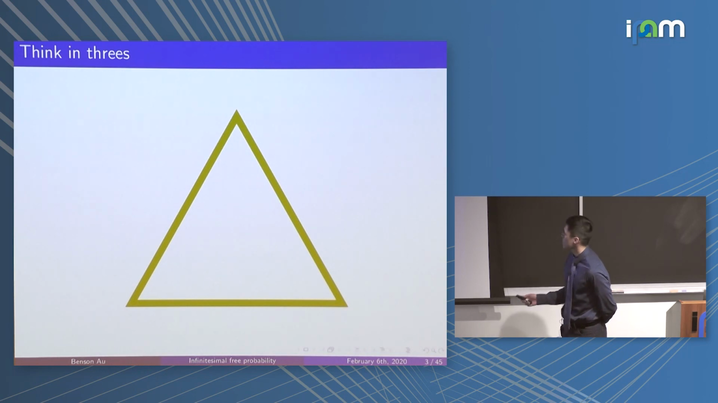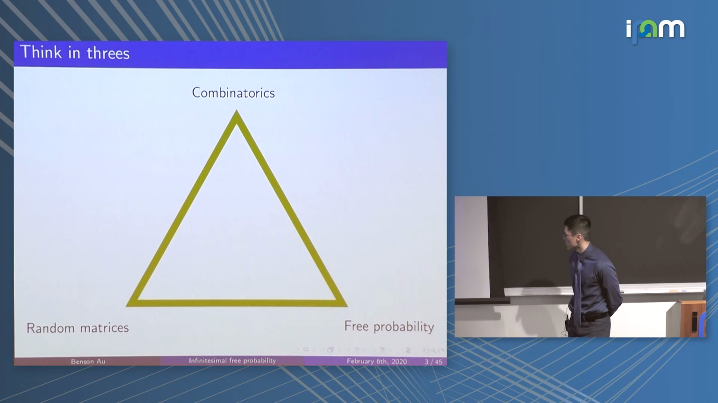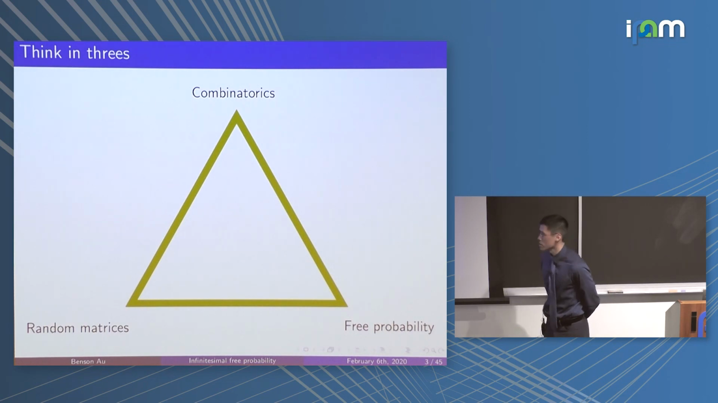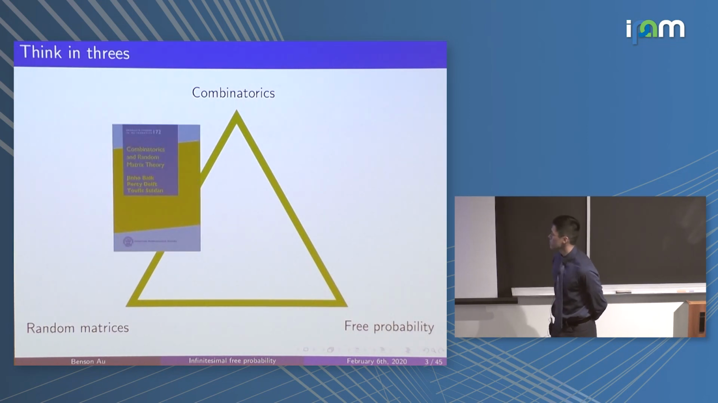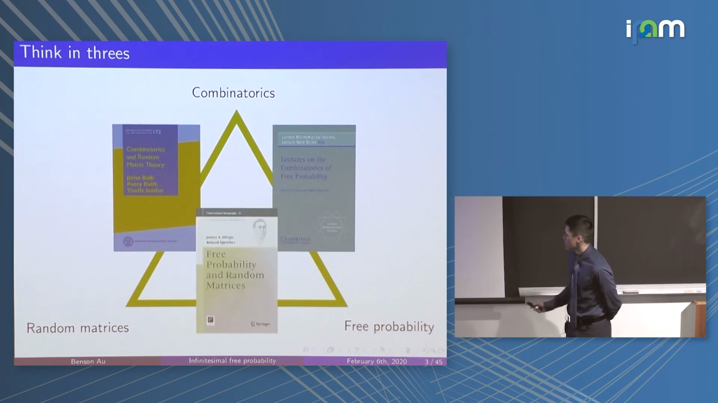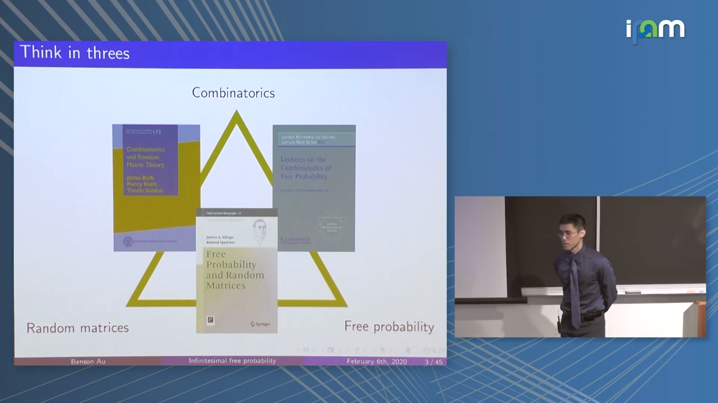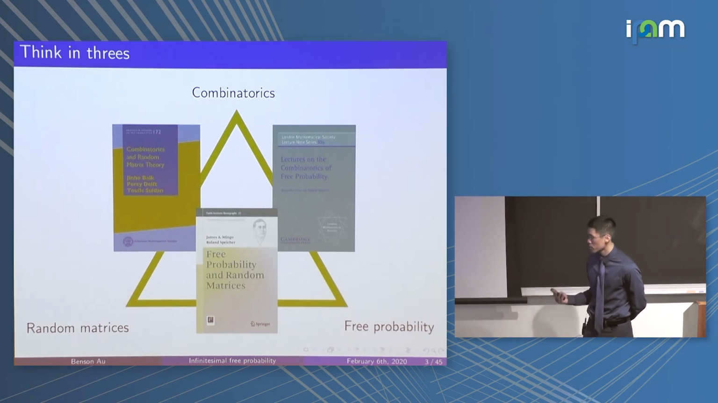But for our talk, the talk will be focusing on combinatorics, random matrices, and free probability. So that's the triad that I'm thinking about. And the connections between these 3 are actually quite well established. So combinatorics and random matrix theory, combinatorics and free probability, and random matrices. Right? So again, this is a well-established structure.